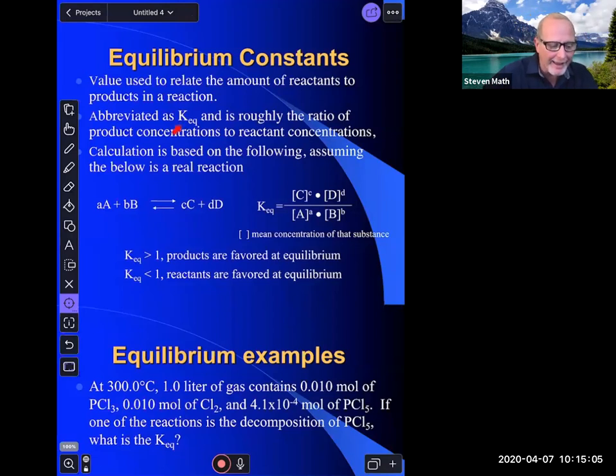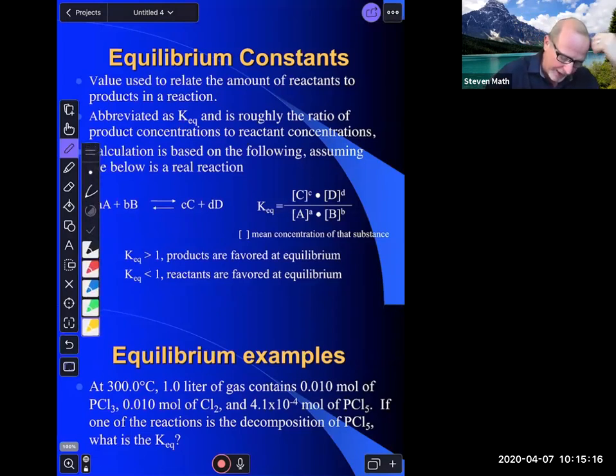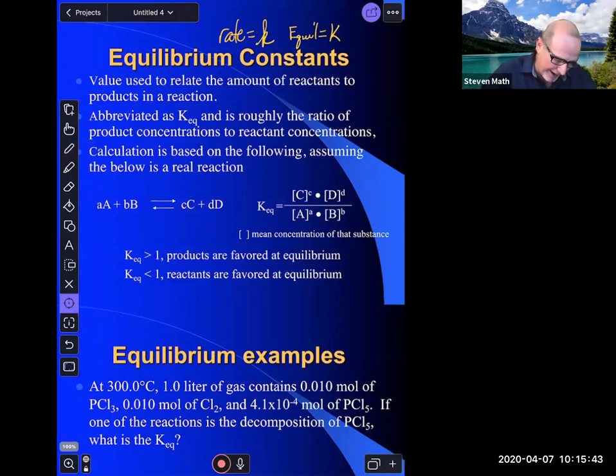Now we did a k when it was a small k, and that was rates. That just told us how fast the reaction was going. You saw that I wrote the rate as equal to a lowercase cursive k. Equilibrium is equal to a big block K. Don't get the two confused. We're going to usually put a sub after this, called KEQ, an equilibrium constant.